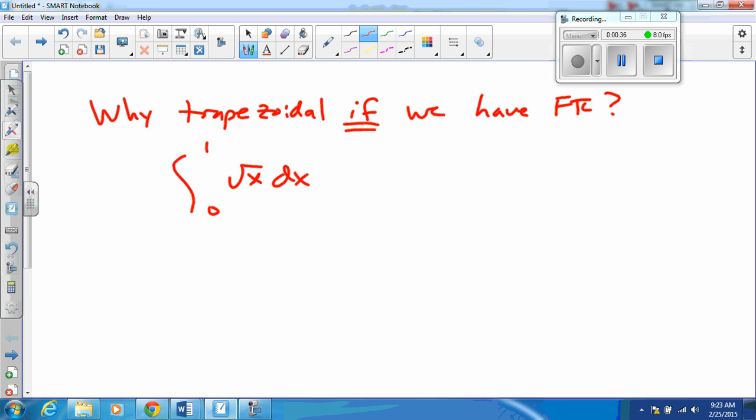If I want to know the value of the integral from 0 to 1 of the square root of x, which makes more sense? To take the time and effort to estimate this with 10 trapezoids, or to evaluate with an antiderivative? You're probably already doing it in your heads. And we're done. Ta-da. Why bother?